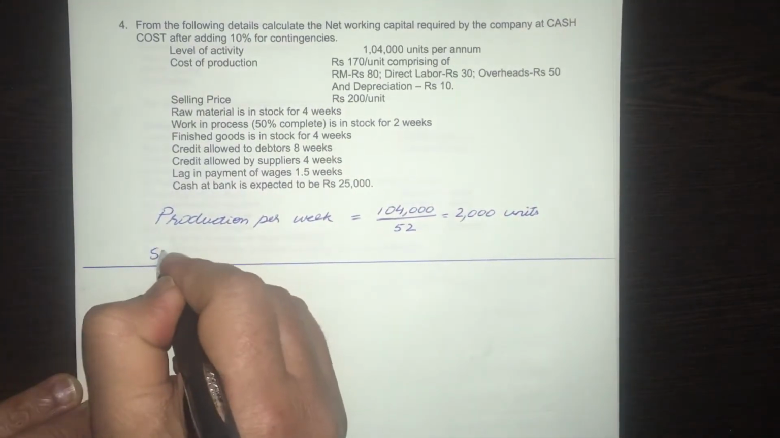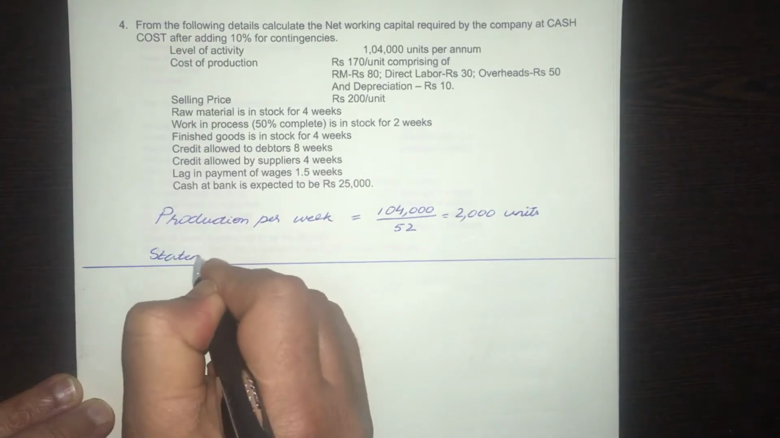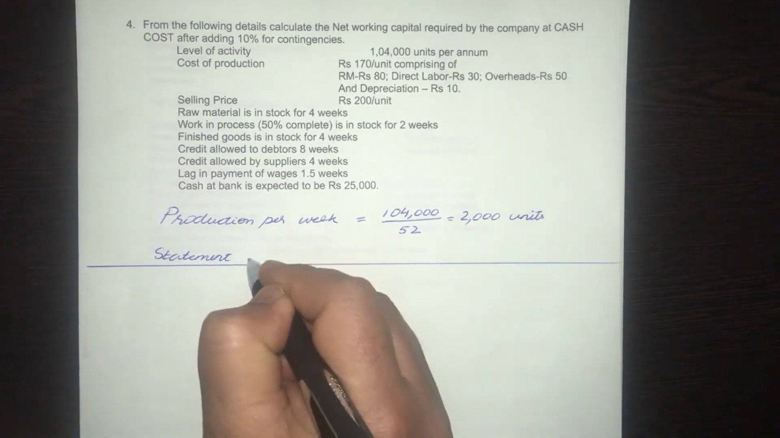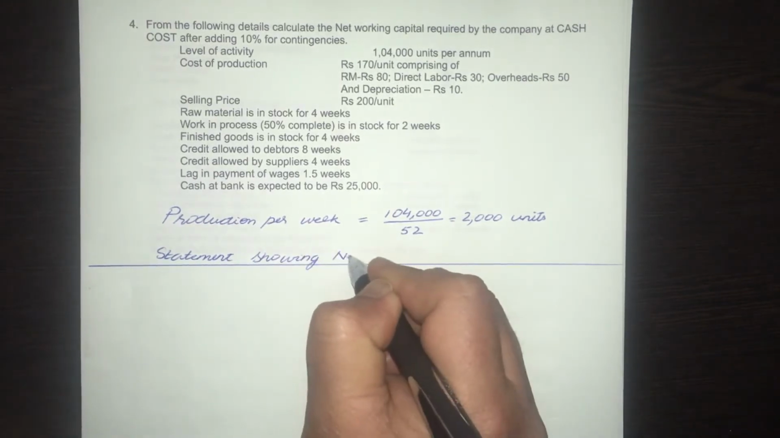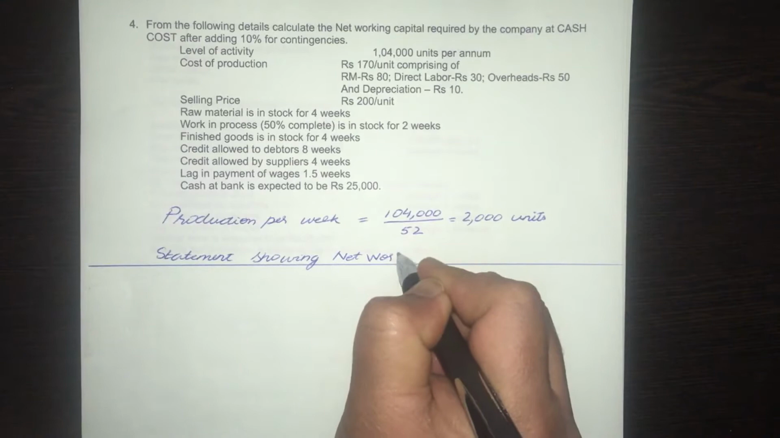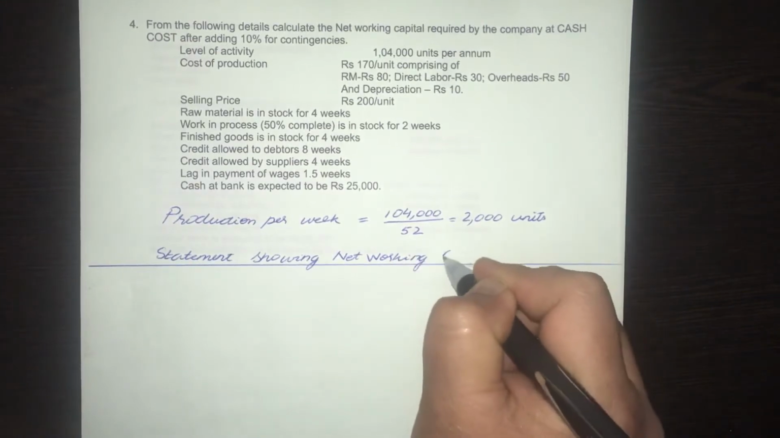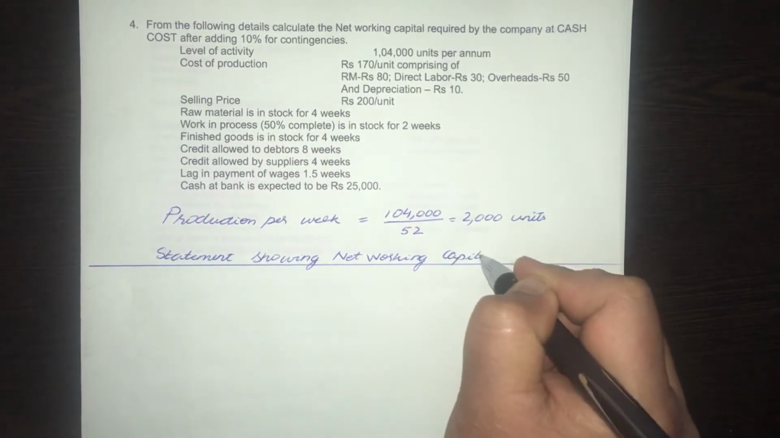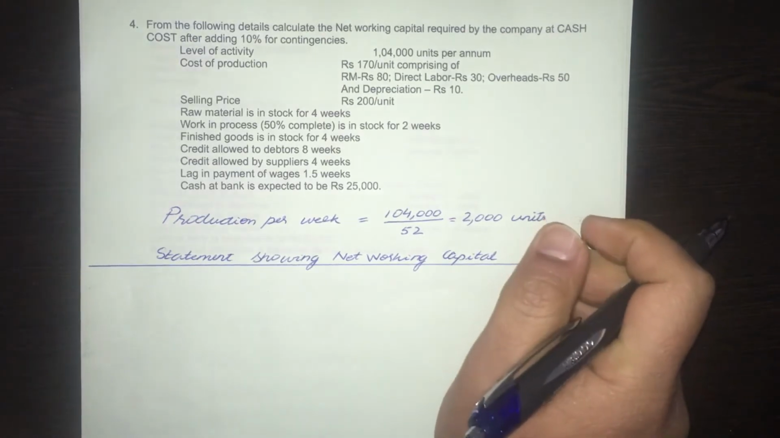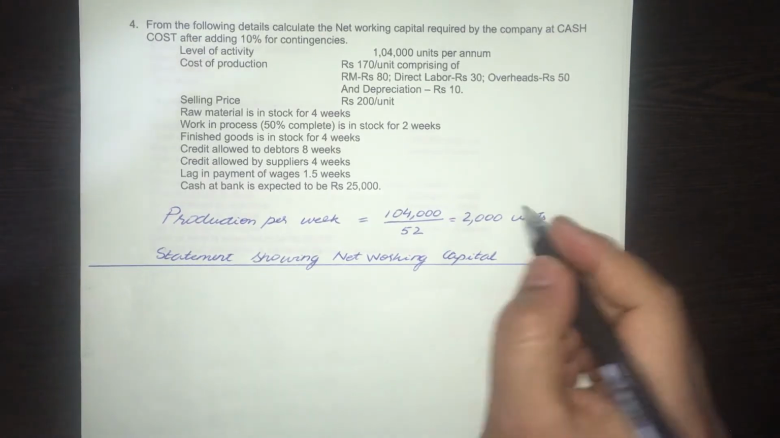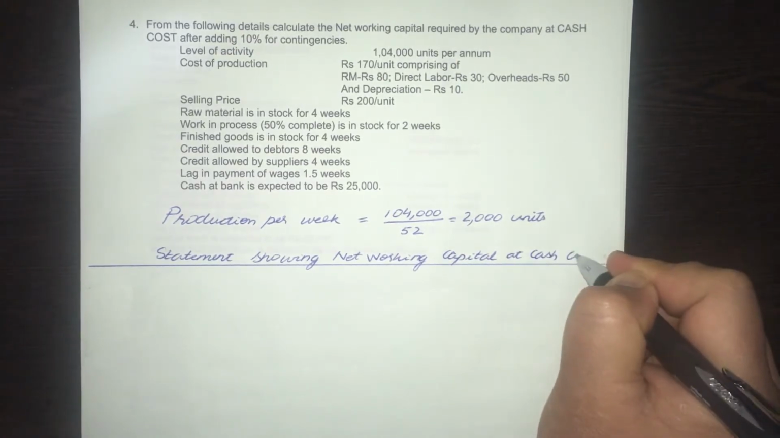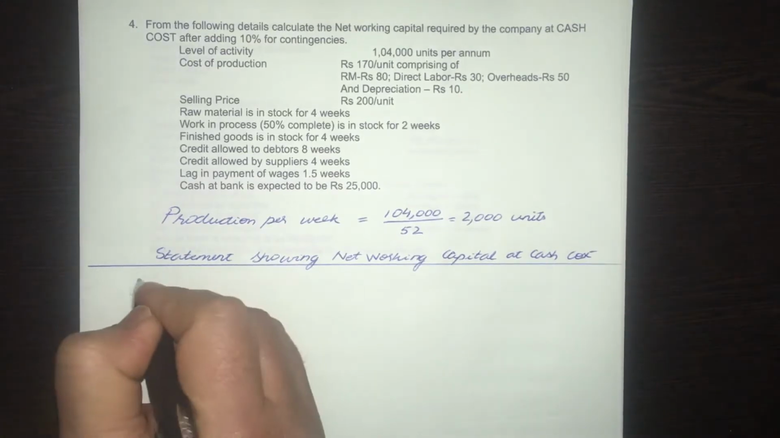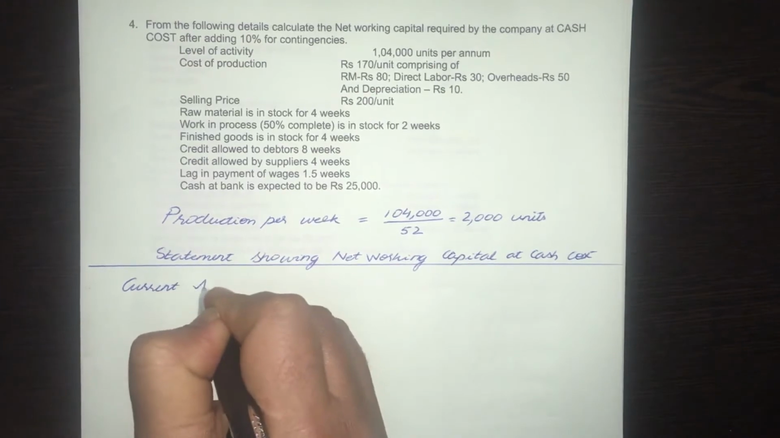Now, statement showing net working capital. Remember, what is net working capital? Net working capital is nothing but total current assets minus current liabilities, okay, at cash cost. Okay, so show current assets.